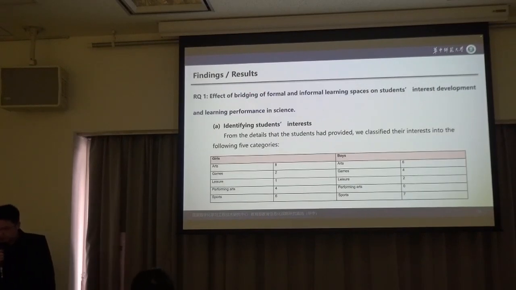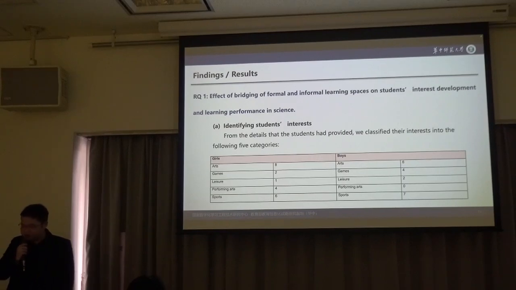Okay, so we have several findings. We tried to identify the interest. As you see, we have five groups: arts, games, nature, performing arts, and sports. These are the five interest groups we identified in the classroom, and then we designed the learning tasks based on their interests.